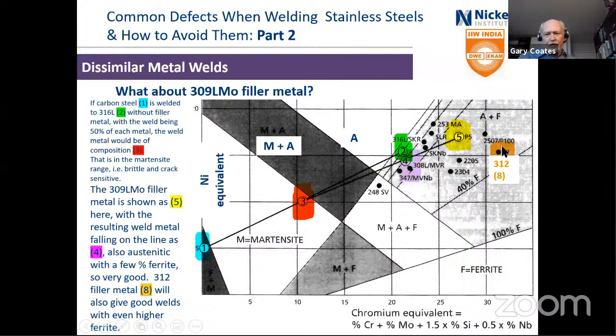Well, what if we use the 312? Well, it has a much higher ferrite content, typically 25–30% filler ferrite content. So it's here. Here I didn't draw the line, but if you draw the line between the 3 and this 8 and do the 70% up this way or 30% down this way, you will see that we're still in an area of austenitic with some ferrite content, more than with the 309L or 309 LMO grades, but still for many applications acceptable. And we'll come back into why that is.